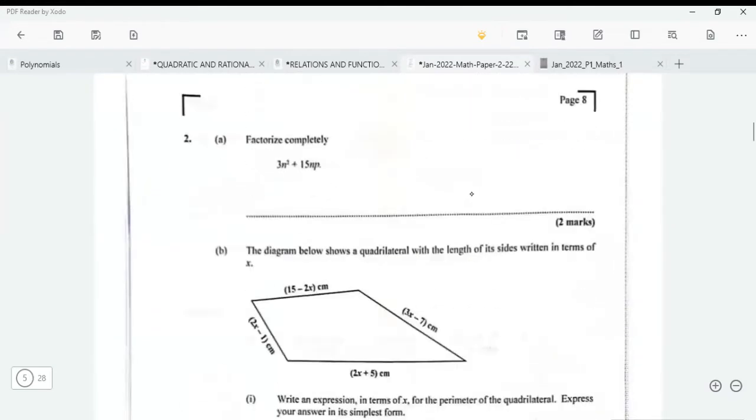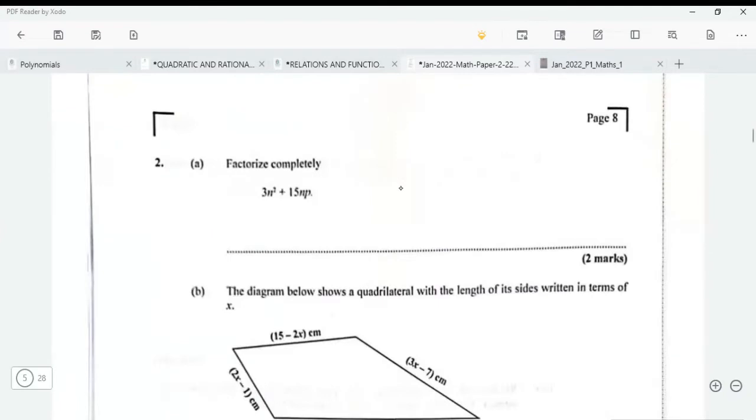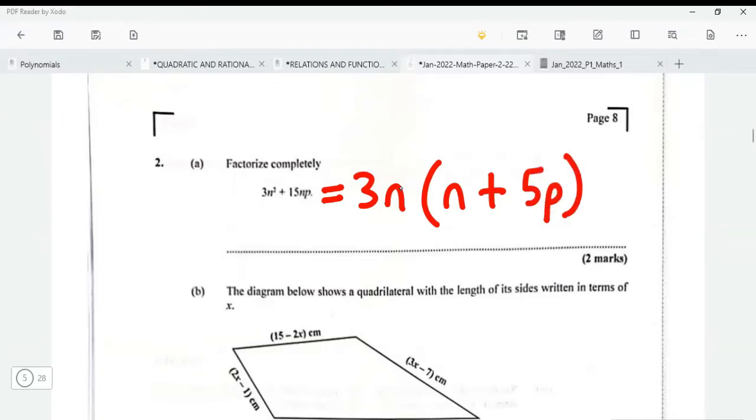All right, so question number 2, the first thing it says is factorize 3n squared plus 15np. So first thing we realize is that both terms have n in common and 3 in common, so we can factor out the highest common factor, 3n, so we have 3n in bracket. We'll divide 3n squared by 3n, we're left with n, plus we'll divide 15np by 3n, we're left with 5p. So this is 3n in bracket n plus 5p.